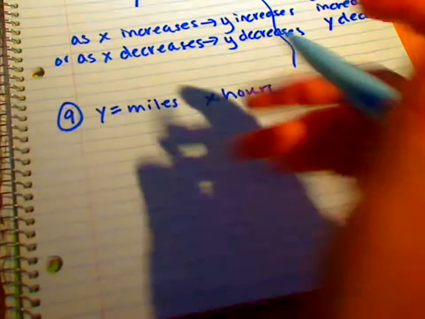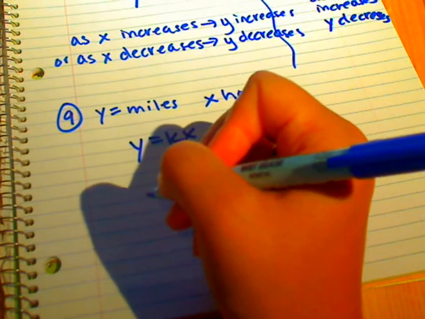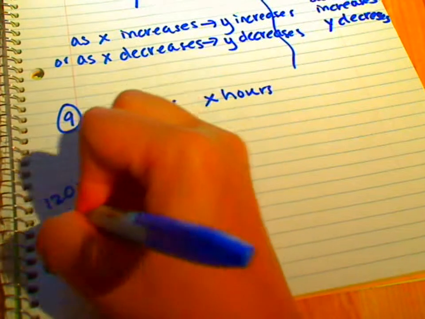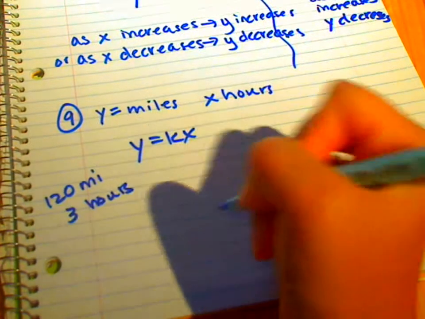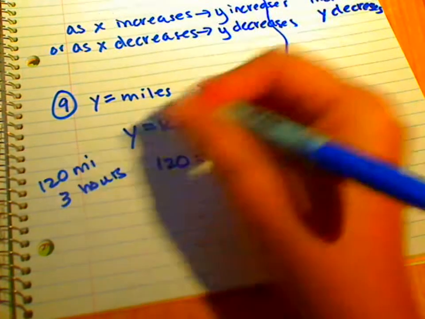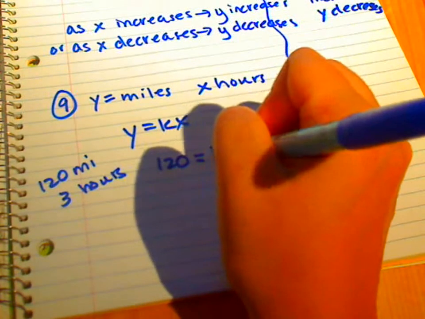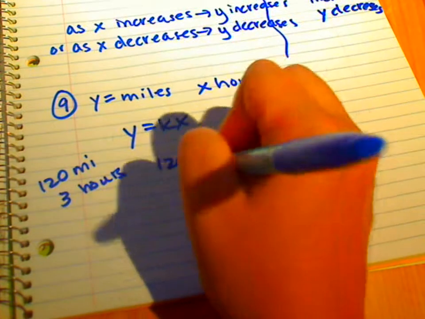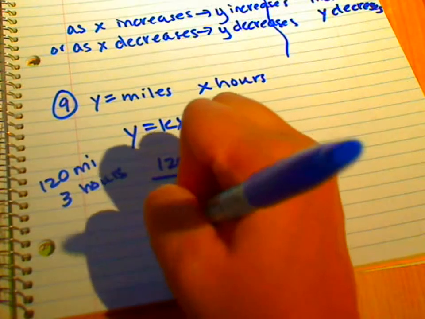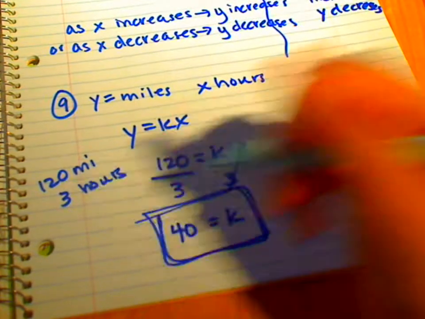So first step, use your equation, y equals kx. You're given information: 120 miles, 3 hours. So I plug them in. Y is my miles, so 120 equals k times 3, with 3 as my x. I need to figure out what k is. So divide. So all throughout this problem, I need to use this number for k.